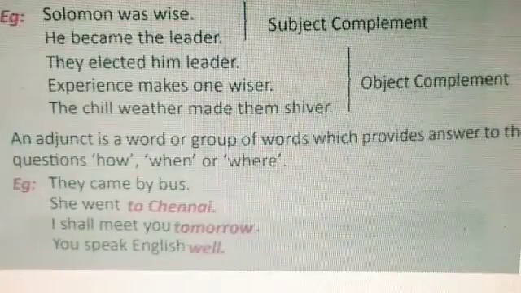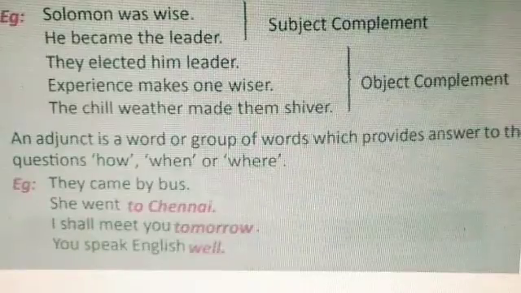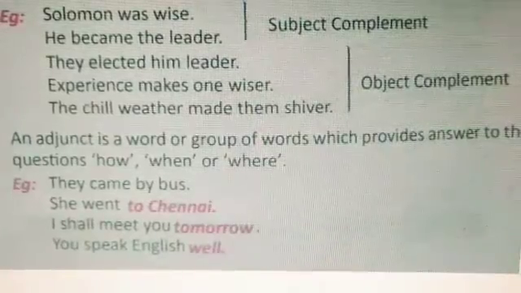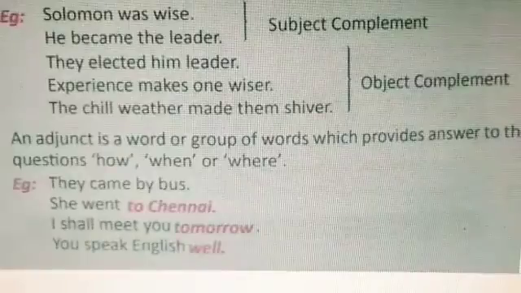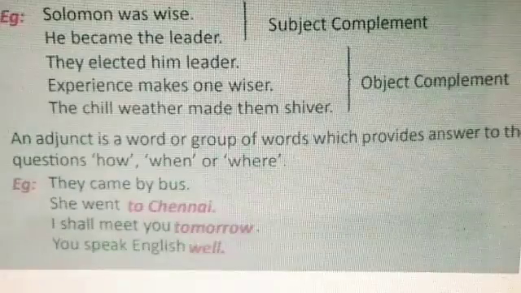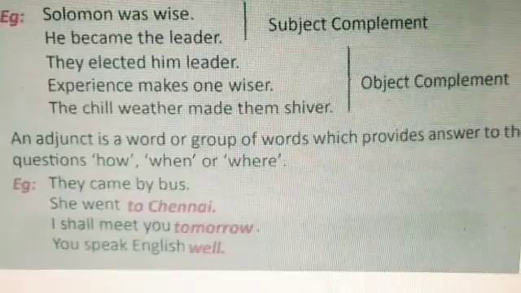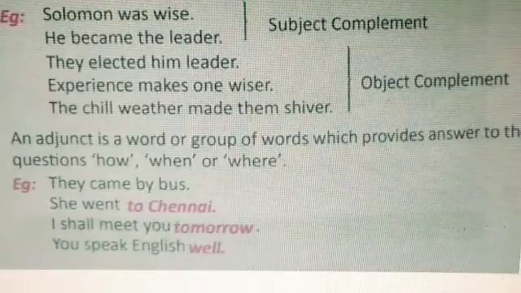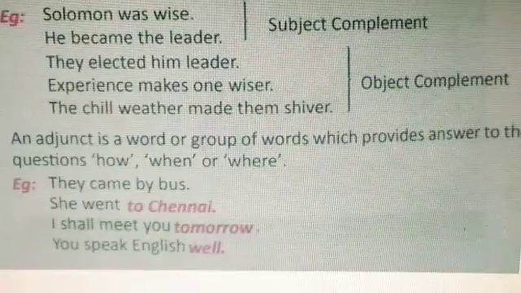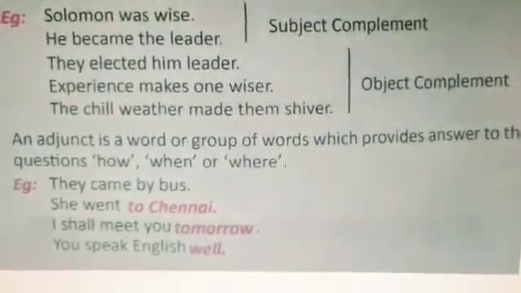Then you see the next one. They elected him leader. Experience makes one wiser. The chill weather made them shiver. Here, this is object complement. They is the subject, elected the verb, him the object, and leader is the complement, an object complement, talking about the object him. Experience makes one wiser. Here one is the object, and wiser is the complement for this object. The chill weather made them shiver. So shiver is the object complement.